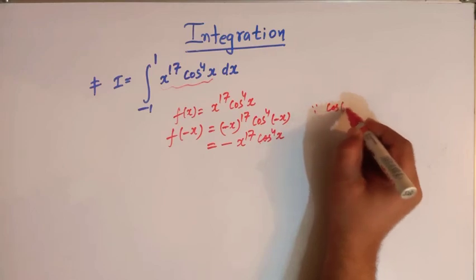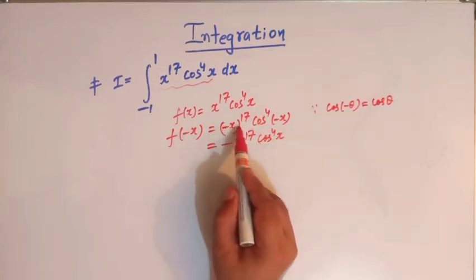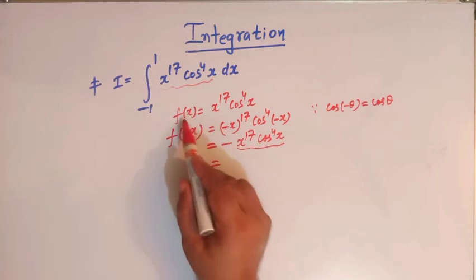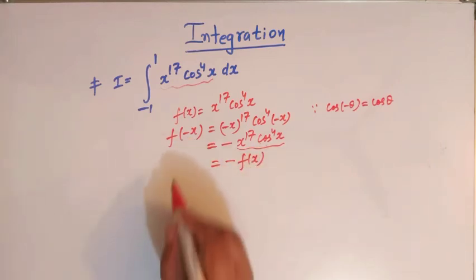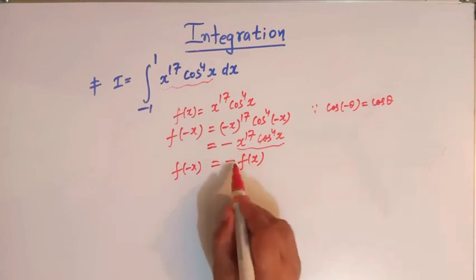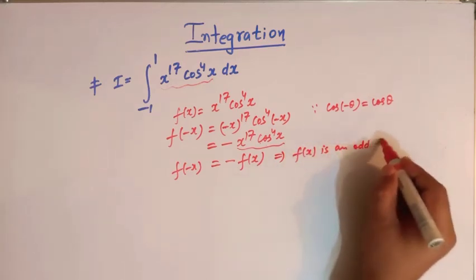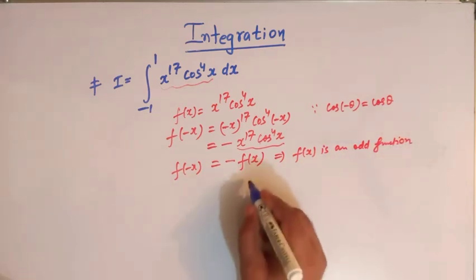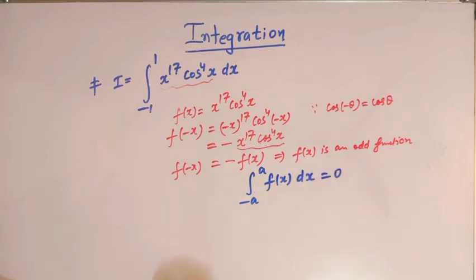Here cos of minus theta is equal to cos theta, so this term is positive. But here we have minus x raised to 17, which is a negative quantity, right? So we see that this is f of x, x raised to 17 cos x raised to 4, so we have minus of f of x. So f of minus x is equal to minus of f of x, and therefore f of x is an odd function. We know that if a function is odd, then the integral from minus a to a of f of x dx is equal to 0. So therefore the value of this integral is 0.